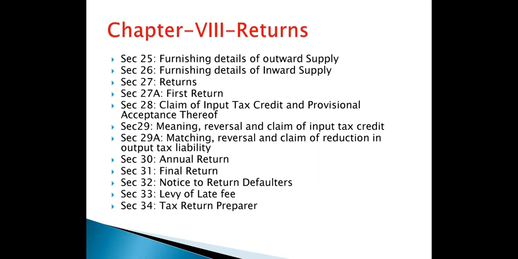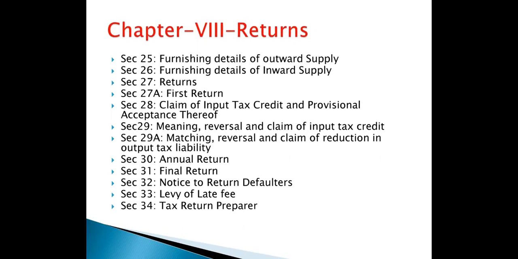Then section 27A is for the first return. If you are registered for the first time and doing the return, all those things are mentioned in this section. Section 28 is for claim of input tax credit and provisional acceptance thereof. If you are claiming input tax credit, all those things are mentioned in section 28. Section 29 is for matching, reversal, and claim of input tax credit.